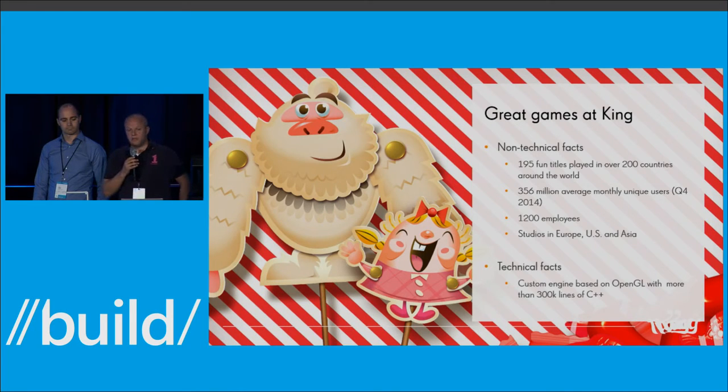Also, some technical facts that might be interesting: they are using a lot of different engines to build these games. One of the engines that we have used is their own engine. It's a custom engine based on OpenGL with C++, about 300,000 lines of code. And it's a pure native engine used for mobile development.